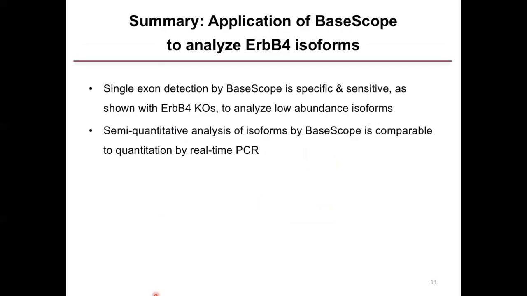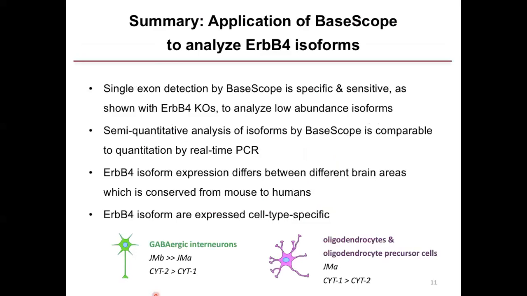In summary of this first part, I hope to have convinced you that BaseScope is a highly sensitive and specific assay to analyze low abundance splice variants. Moreover, quantitative analysis of BaseScope is comparable to standard quantitative methods such as TaqMan qPCR. Using BaseScope, we identified regional differences in expression of ErbB4 splice variants in the mouse brain that are conserved in the human adult brain and originate from regional differences of cell type-specific ErbB4 splicing.